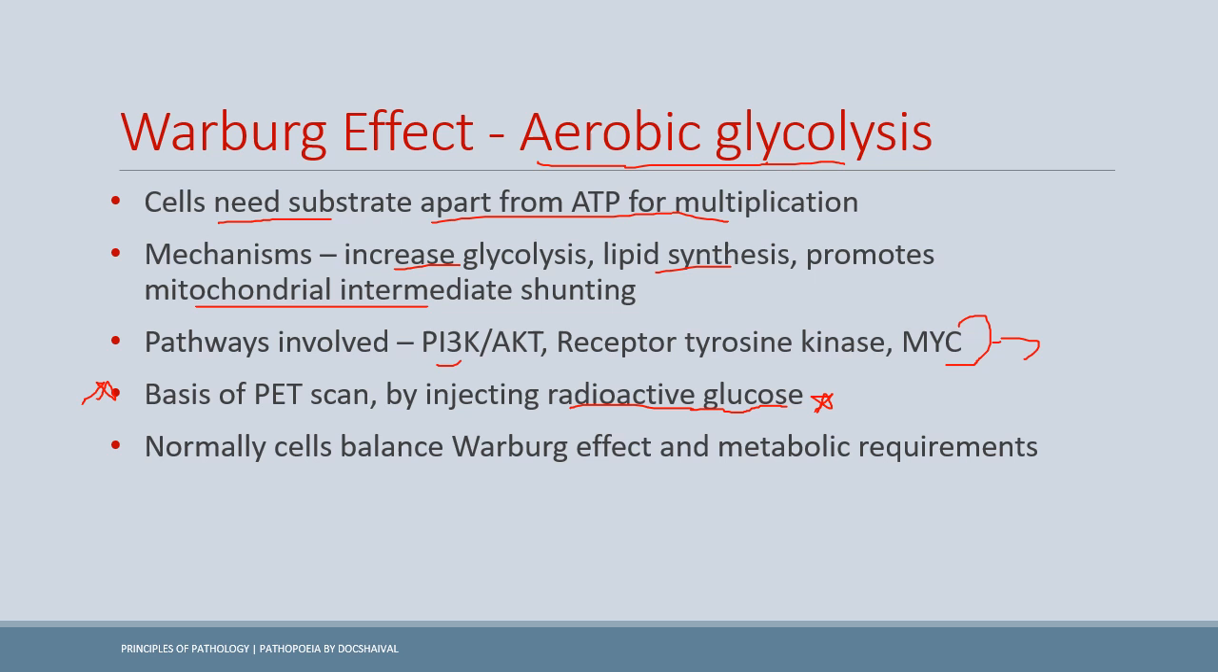Okay, and the last thing to see here is that the Warburg effect normally is also present in the cells, and because normal cellular processes also require building blocks, a balance is maintained. Okay, a balance is maintained between the Warburg effect and the metabolic requirements of the cell, or we can say there is a balance between the carbon skeleton and the ATP requirements. Okay, so this was the Warburg effect. High yield to know that it is associated with the PET scan, and high yield to know that it is important. The Warburg effect is necessary for cell proliferation.